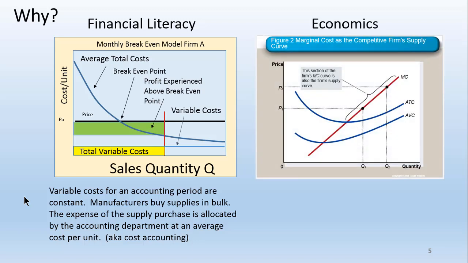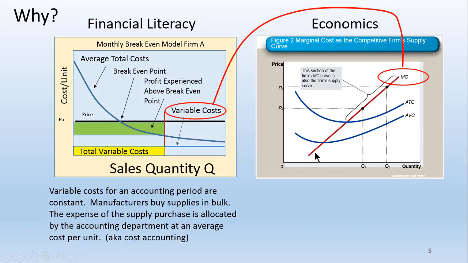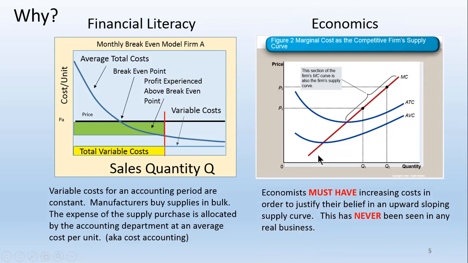So, in an economics class, instead of having a flat variable cost like this line right here, they've got their marginal cost going at a perfect linear slope. And they're telling you that this is the firm supply curve. The firm supply curve is this line going up. The only reason they do that is economists must have increasing costs in order to justify their belief in an upward sloping supply curve. This has never been seen in any real business. It just doesn't happen. So some observations from this little short ditty.